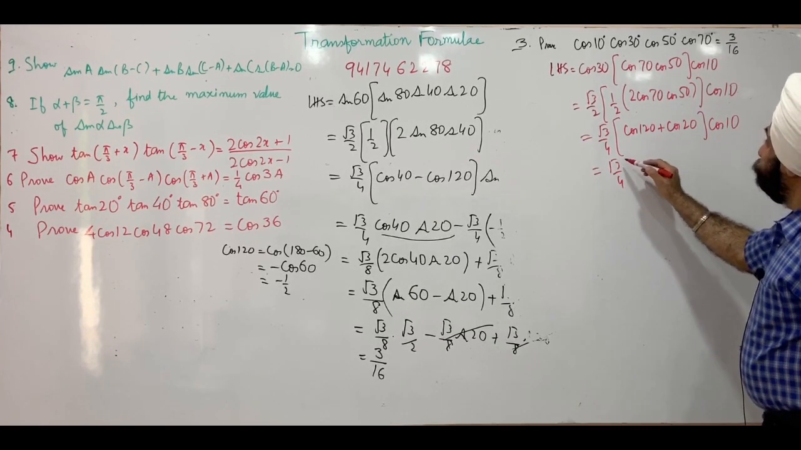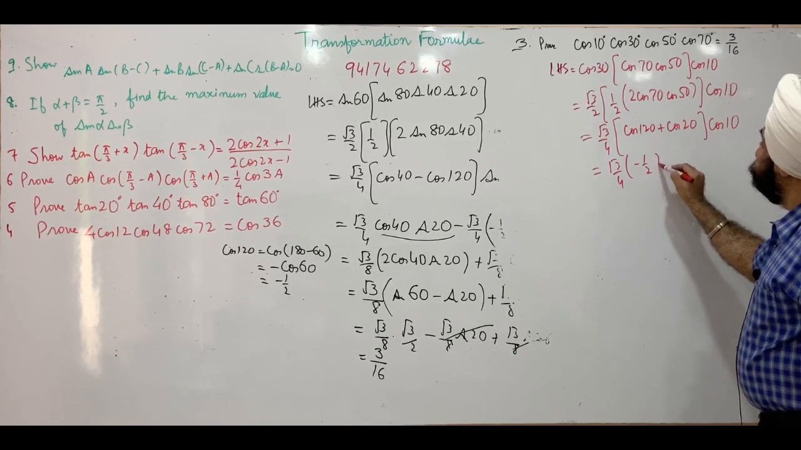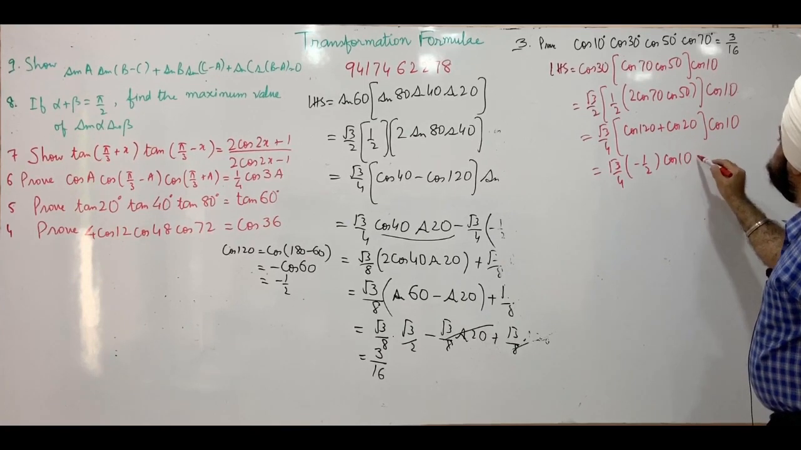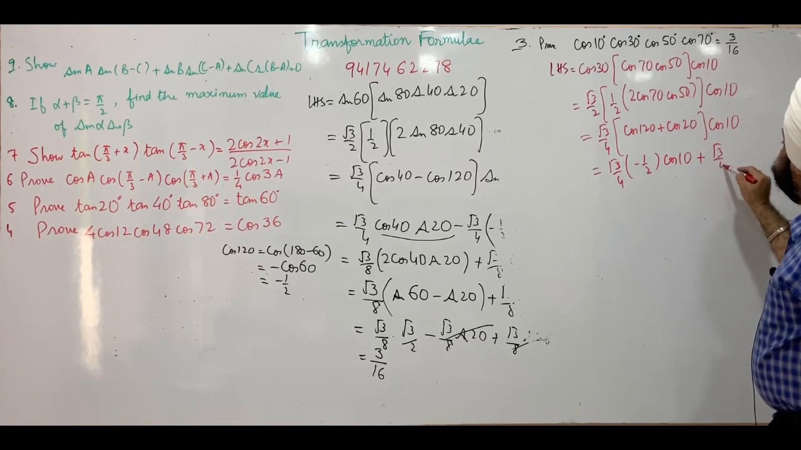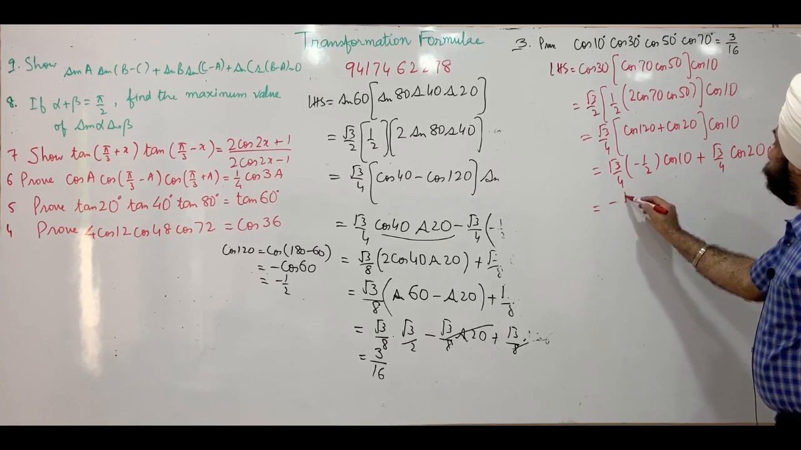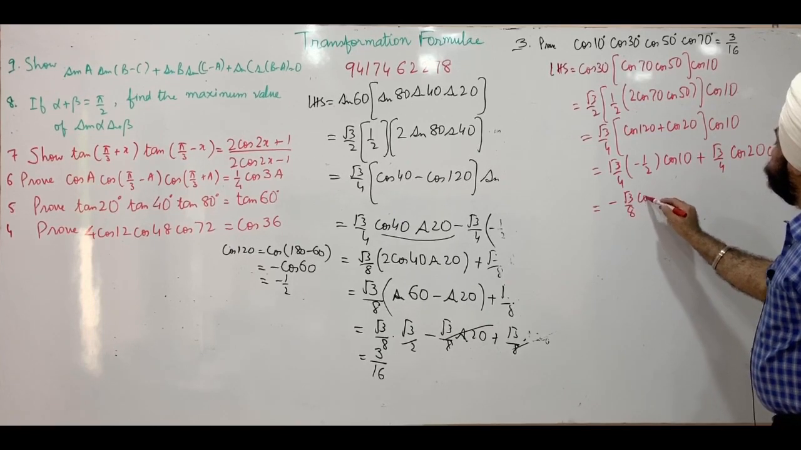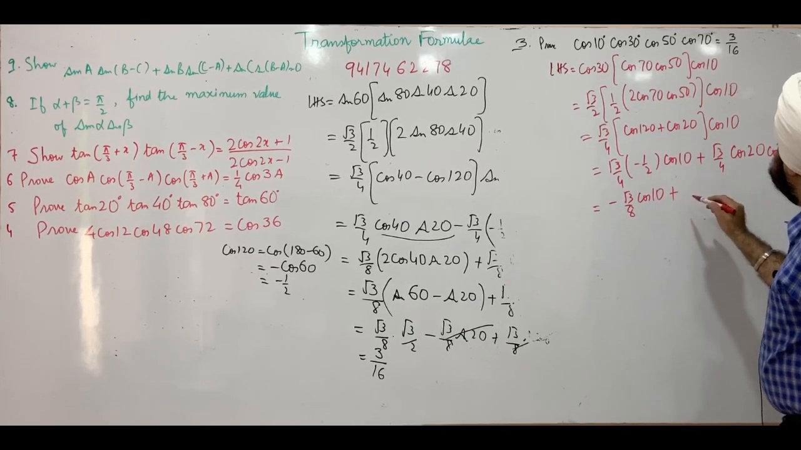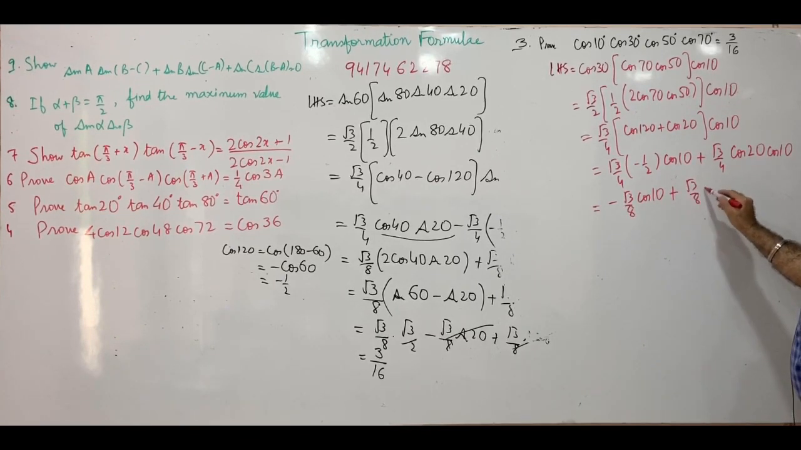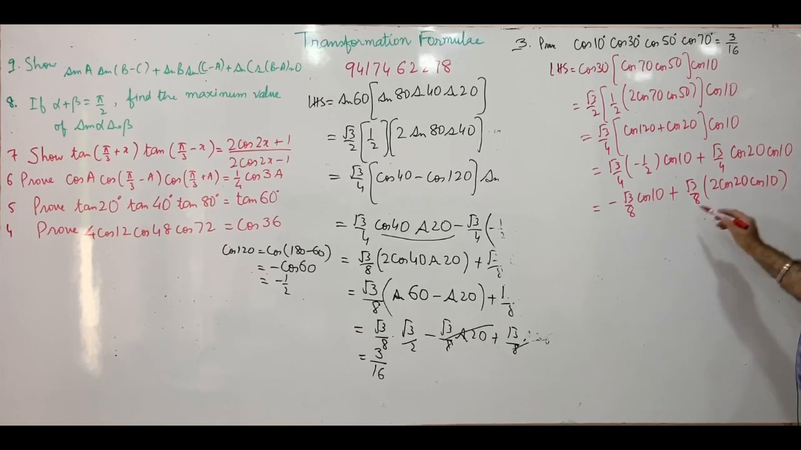This is root 3 by 4 into minus 1 by 2 into cos of 10. Then root 3 by 4 into cos of 20 into cos of 10. This is minus root 3 by 8 into cos of 10. We multiply and divide by 2, so that this is root 3 by 8 and this is 2 cos of 20 into cos of 10.